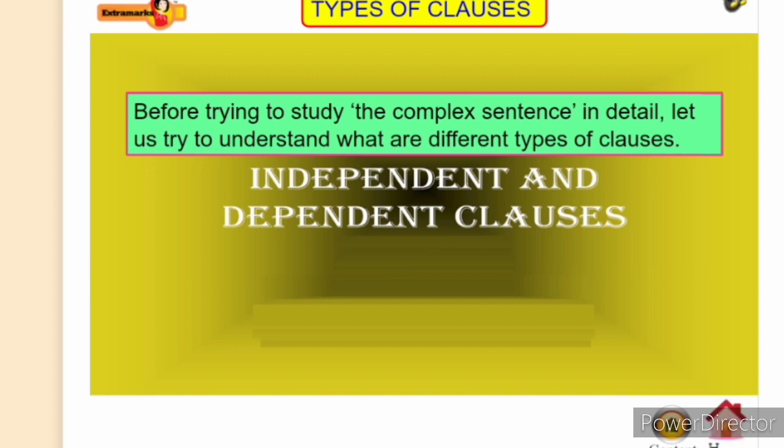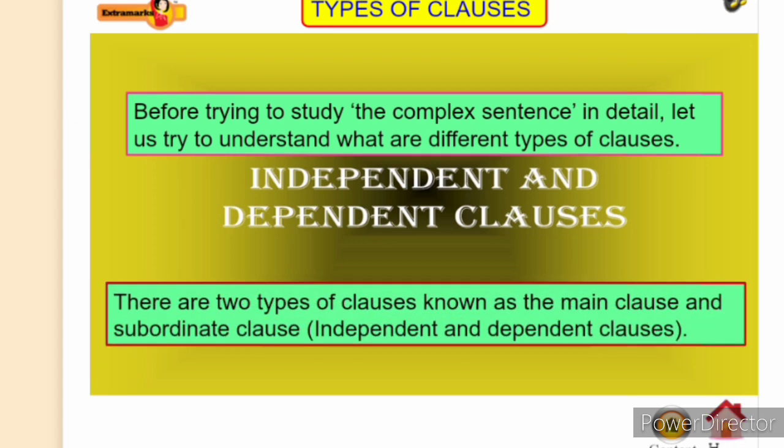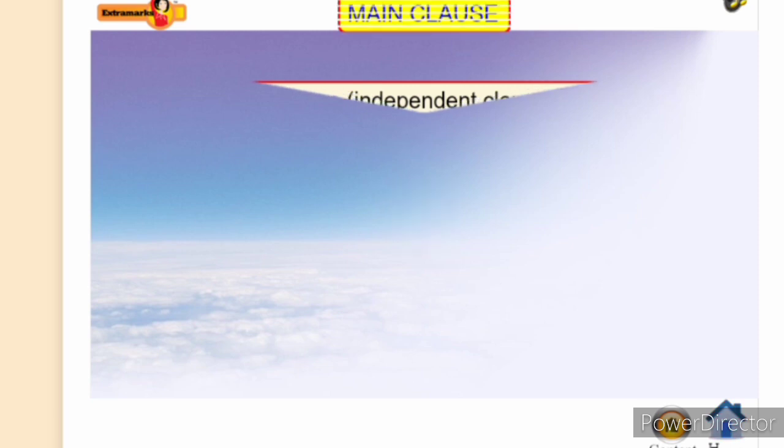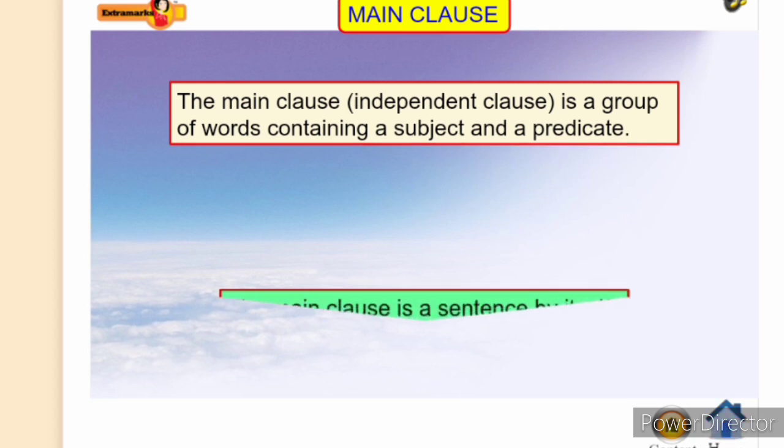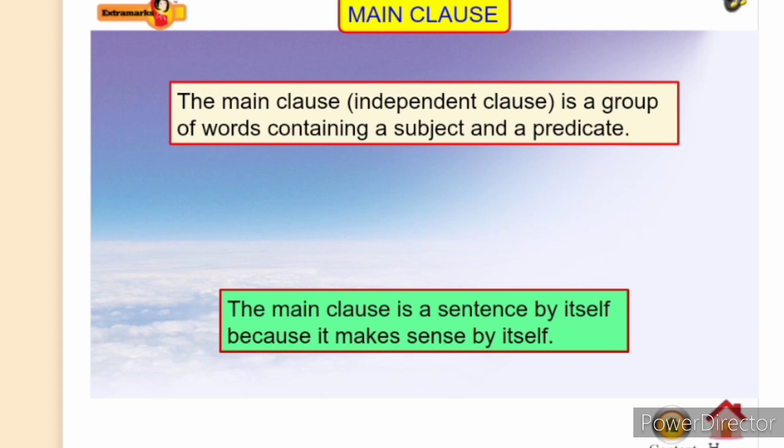Before trying to study the complex sentence in detail, let us try to understand the different types of clauses. There are two types of clauses: main clause and subordinate clause, also known as independent and dependent clauses. Main clause: the main clause, or independent clause, is a group of words containing a subject and a predicate. The main clause can stand alone as a sentence. It is a sentence by itself because it makes sense by itself.